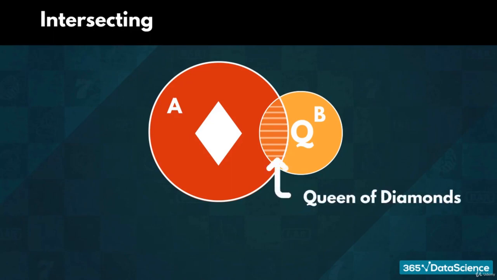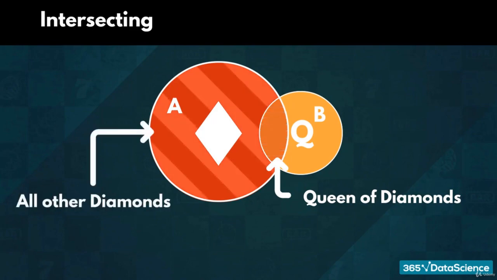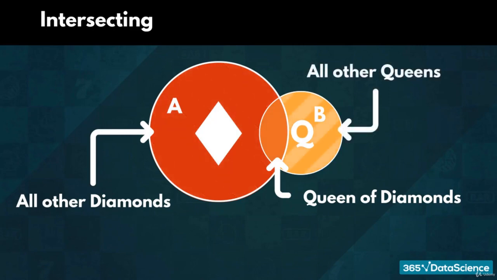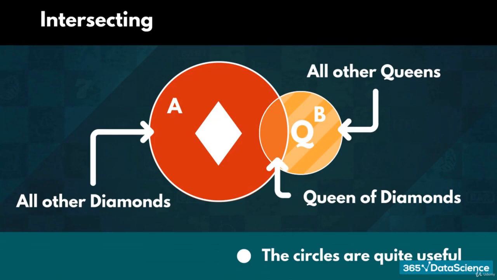The remaining area of A will represent all other diamonds, whereas the area of B outside of that will represent all other queens. So, these circles seem quite useful, don't they? Let's explore the last scenario.